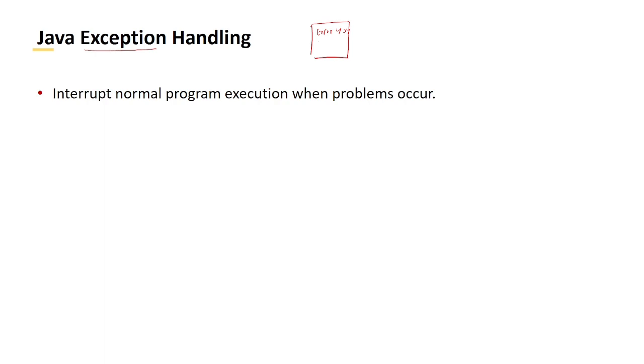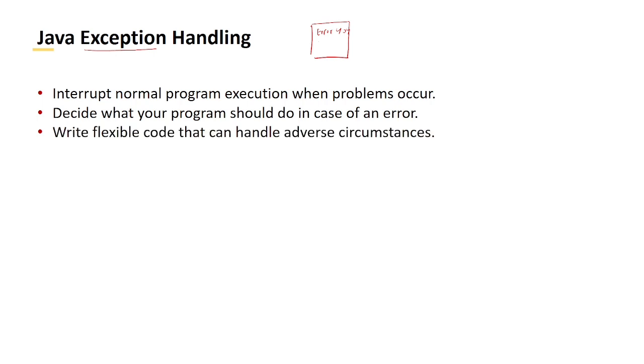Exception handling interrupts normal program execution when an error occurs. When there is an error coming out of the program, it interrupts and goes to other specified statements which we have written in the program. It decides what your program should do in the case of an error, and lets you write flexible code that can handle adverse circumstances.